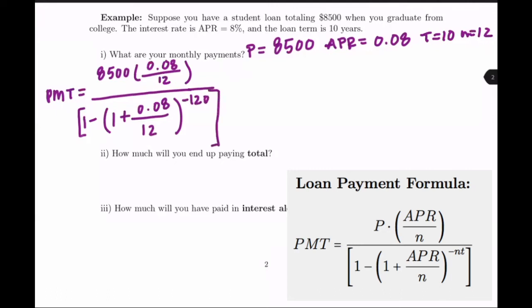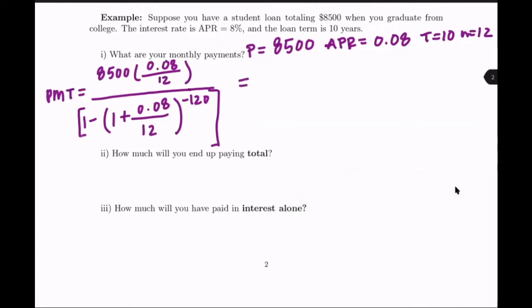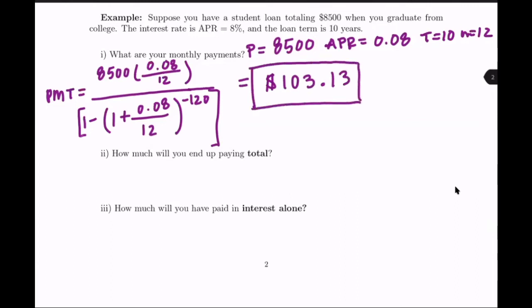Okay. And again, y'all could break this down an additional step where you do the 0.08 divided by 12 and you see what that gets you, and then keep simplifying this so it's not as bad to put into your calculator. So go ahead and practice putting this in your calculator and make sure that you are getting the correct answer. So you should be getting $103.13 for monthly payments. Now we need to figure out how much we're going to be paying total.